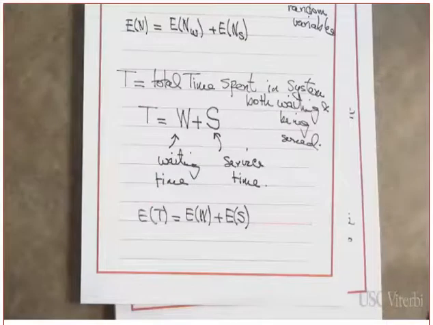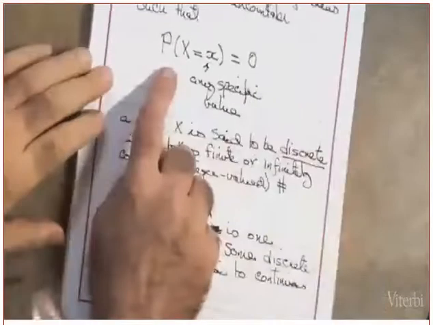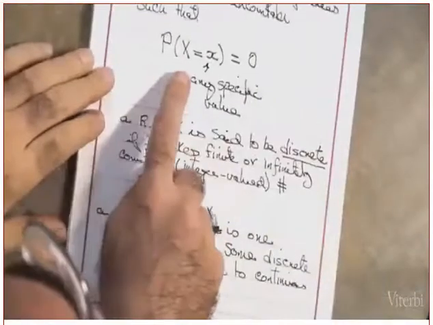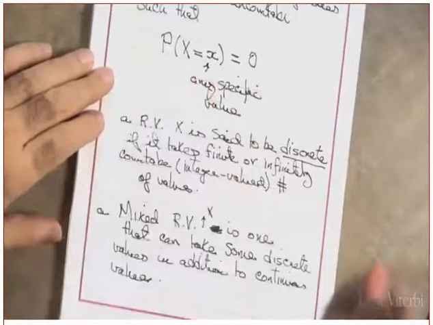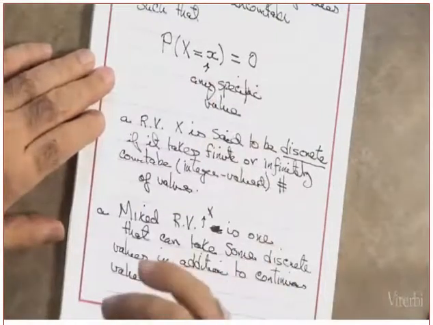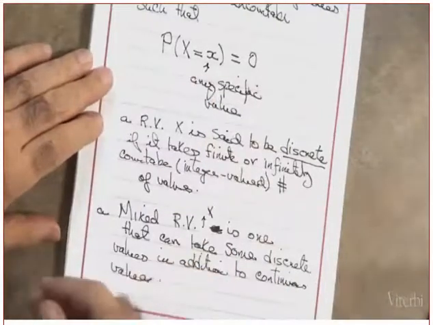The waiting time. Is it continuous or not continuous? Or is it mixed? Remember, in a continuous random variable, the probability that the random variable takes on any specific value is equal to what? 0.